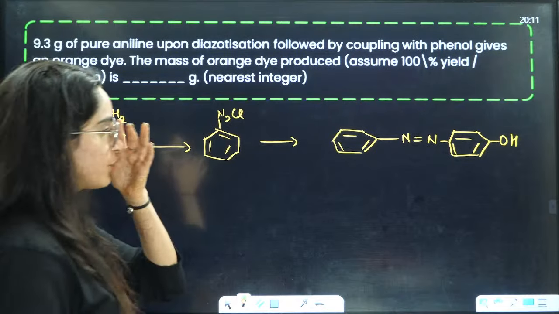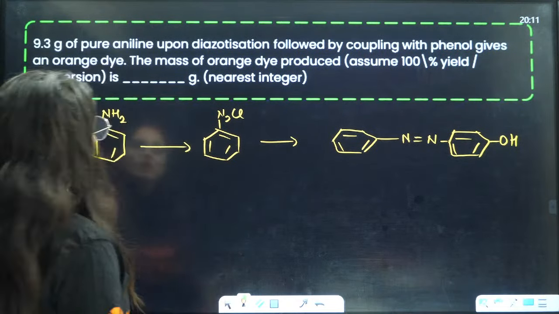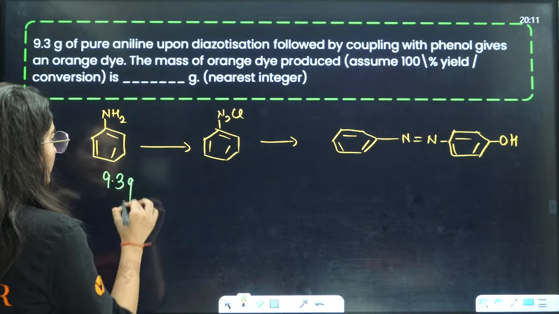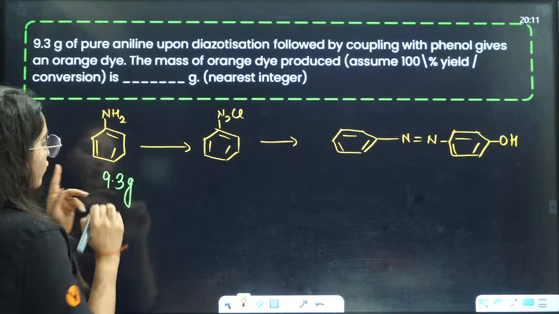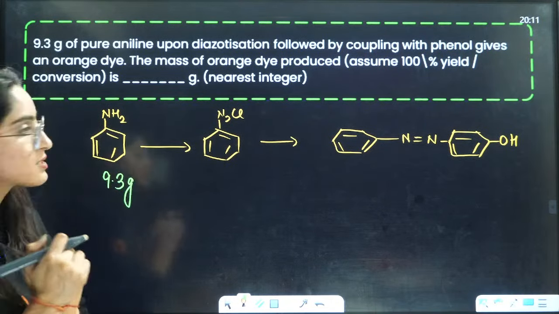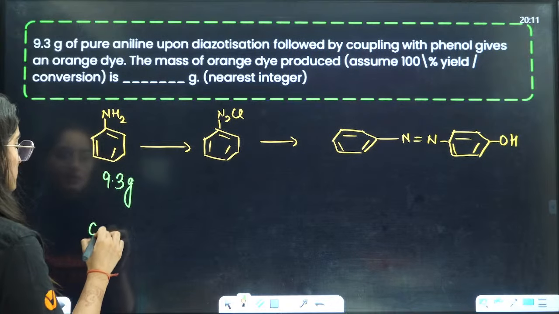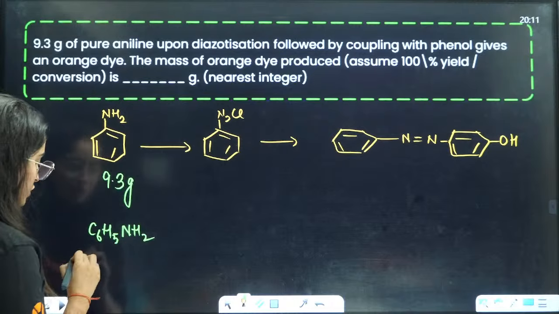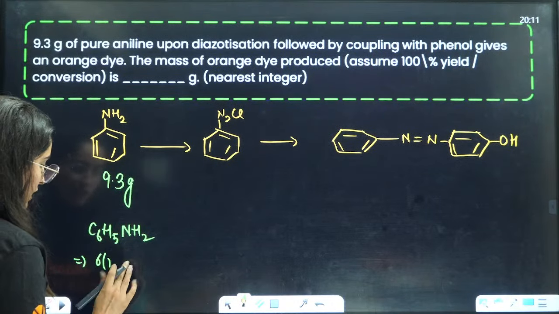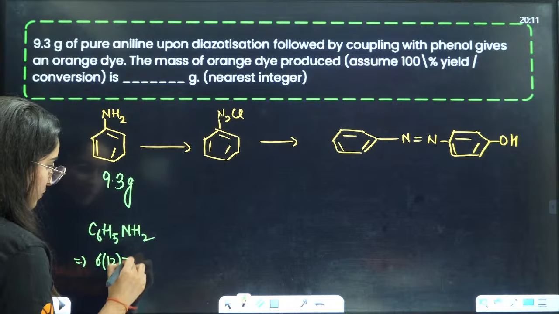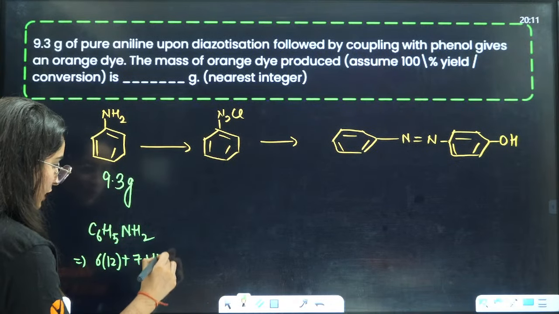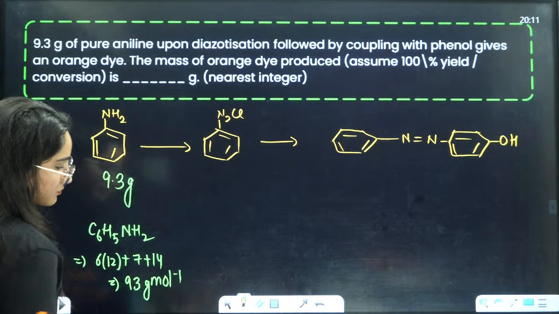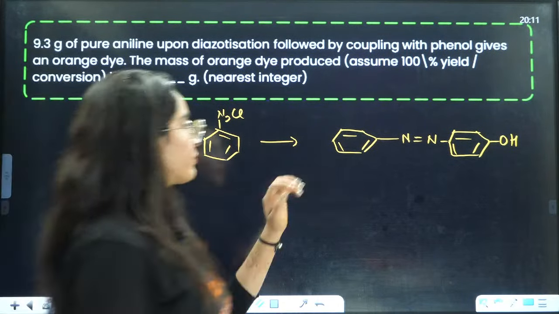So here you need to know the formula, right? What you need to understand is they have given this 9.3 gram, and here what is the molar mass? It is basically C6H5NH2. What is the molar mass of this one? 6 into 12 plus 5, 6, 7 plus 14. That will turn out to be 93 gram per mole. Right?